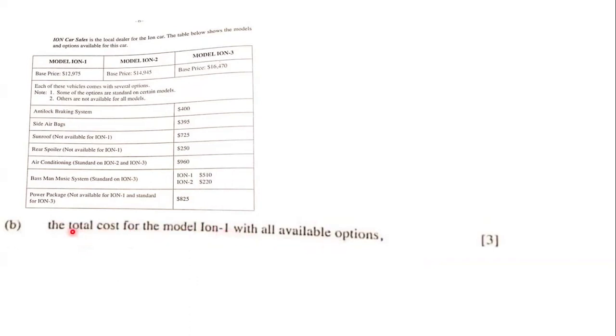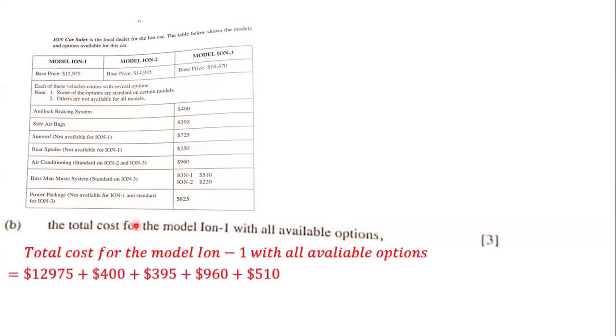Next, we have to determine the total cost for the model Ion 1 with all available options. Now, model Ion 1, you have the base price. The base price is $12,975. That's the base price, right? Again, we're trying to figure out the total cost for model Ion 1 with all its available options. So we have to first pay the base price, which is $12,975 for Ion 1.